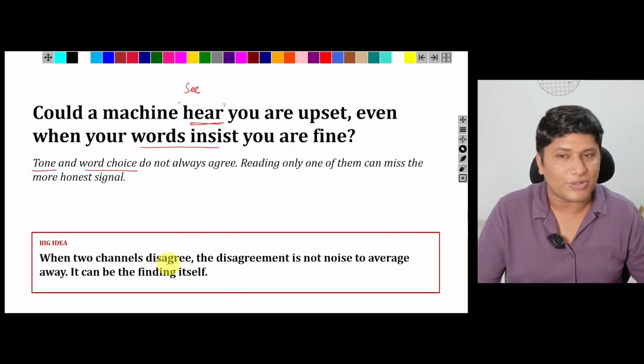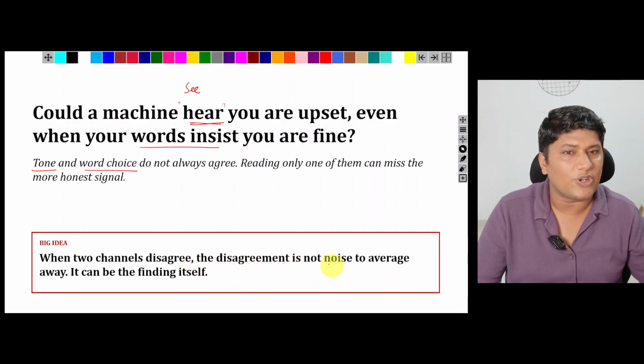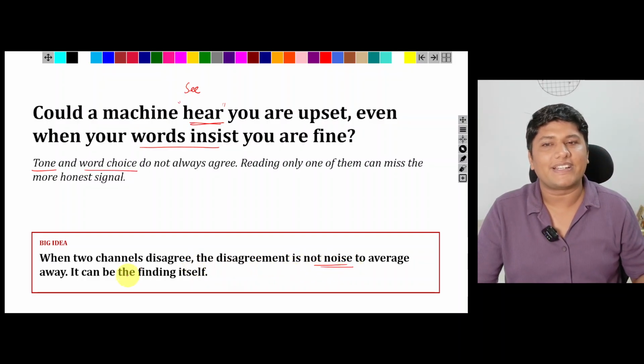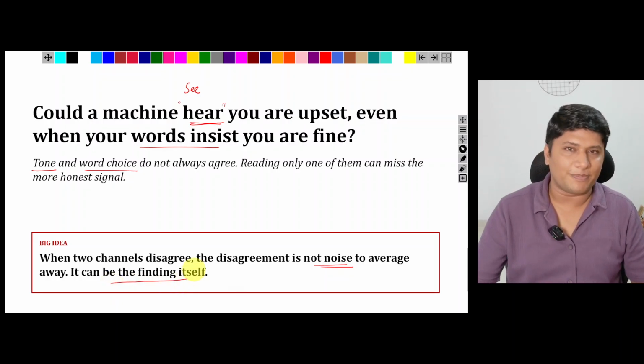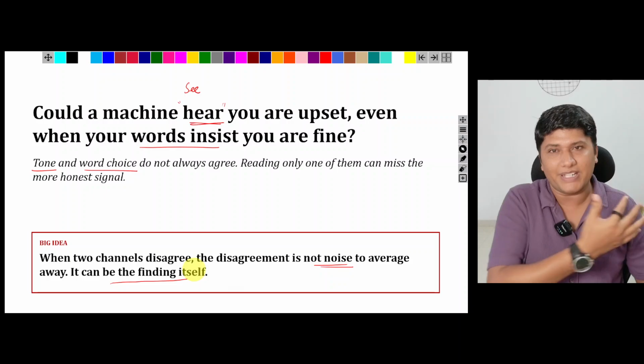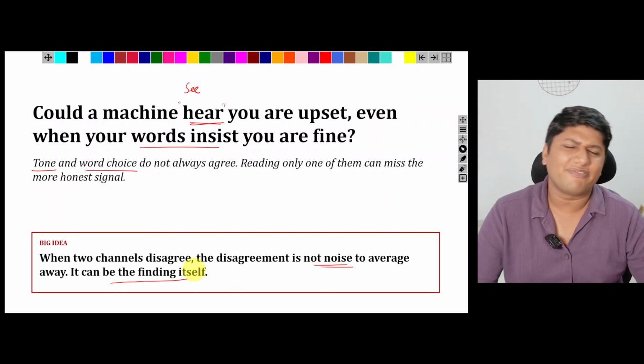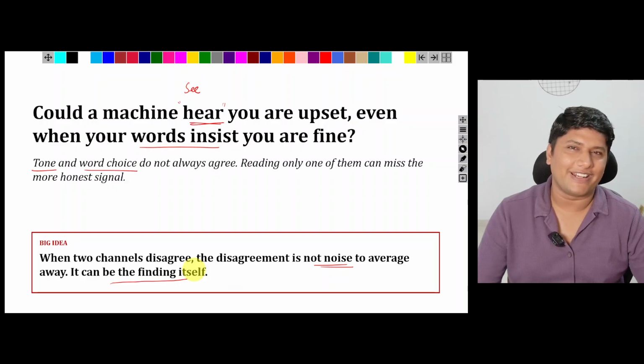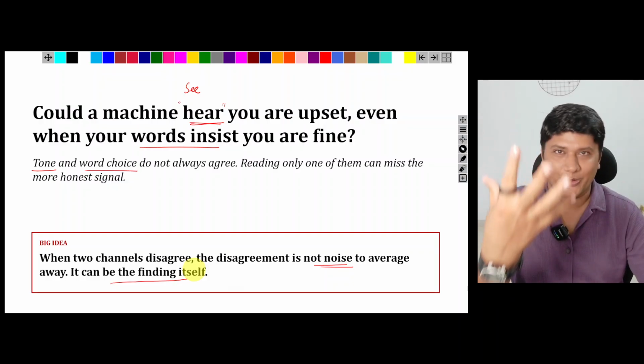And when the two channels disagree, the disagreement is not noise. Okay, it can be the finding itself, that the person might be saying this, but the person means this. When I say I'm fine, it does not mean I'm fine. Okay, if you are seeing me, you would know, right?